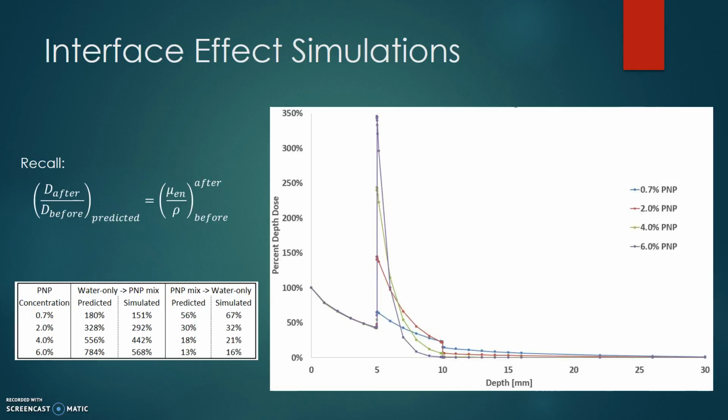For the first interface, the predicted PDD increases were a bit higher than the simulated increases, and the proportional differences increased with PNP concentration. For the second interface, the predicted PDD decreases were lower than the simulated decreases. However, the differences were much smaller than the differences in the first interface. In short, there is some agreement between the predicted and the simulated PDD differences before and after each interface, which leads to some confidence in the simulation's ability to handle interfaces at the macro scale.